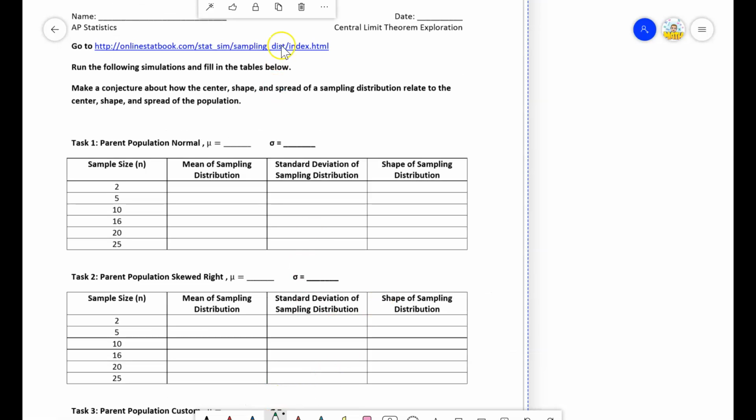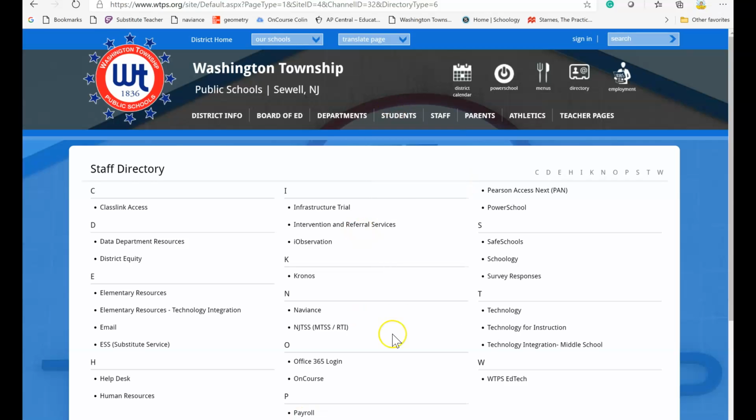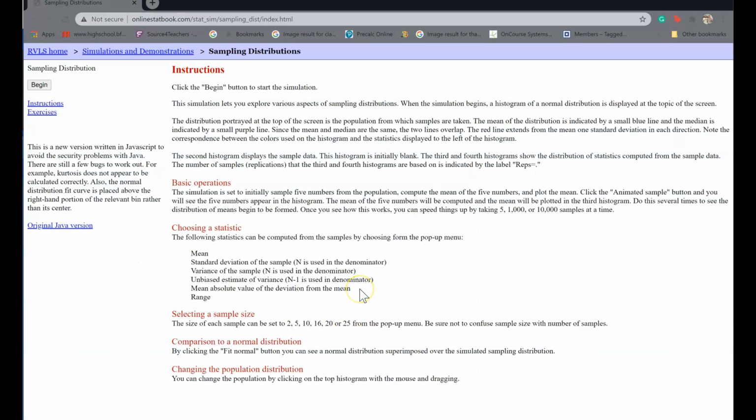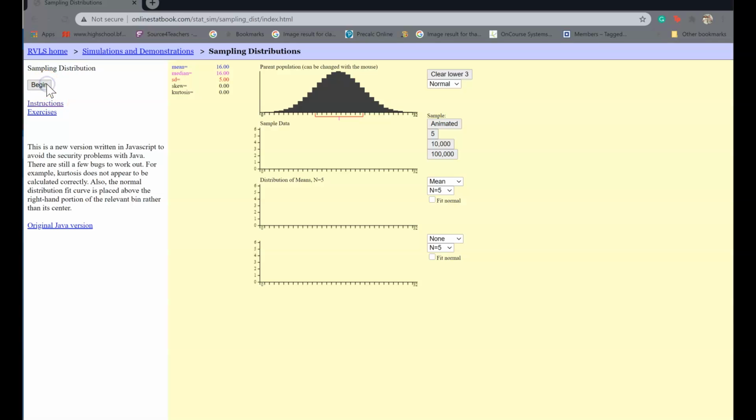Okay, so that link up at the top there takes you to this online stat book and a really helpful website that we'll be using, where it simulates a sampling distribution. It's one of the more abstract concepts for us to try to wrap our heads around. So we're going to start sampling from a normal distribution.